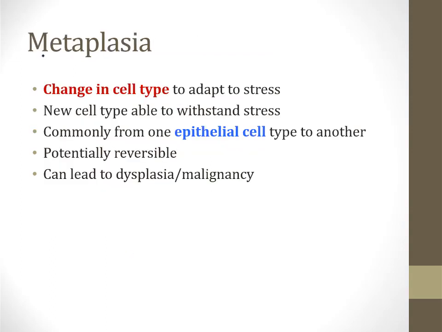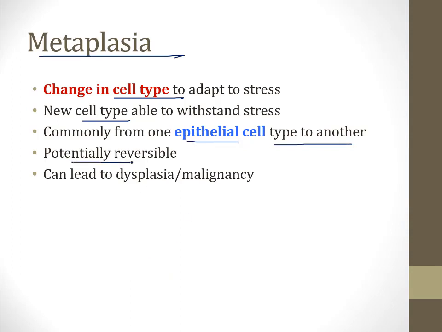Our next adaptation is metaplasia. This is a change in cell type to adapt to stress. If cells are exposed to stress, in some situations they will change their shape, they will change what they look like, and the new cell type is better able to withstand the stress. This is very common among epithelial cells where they change from one type to another. For example, a squamous epithelial cell becomes a columnar or vice versa.